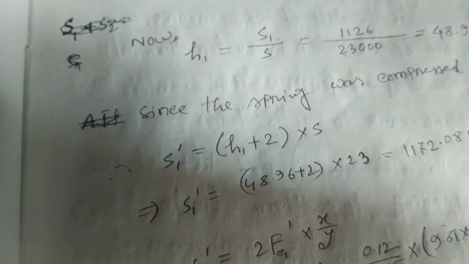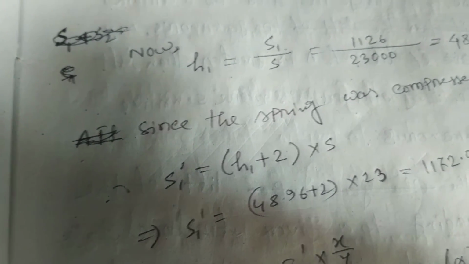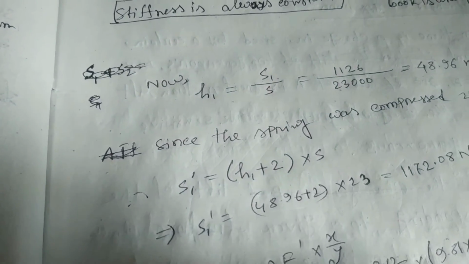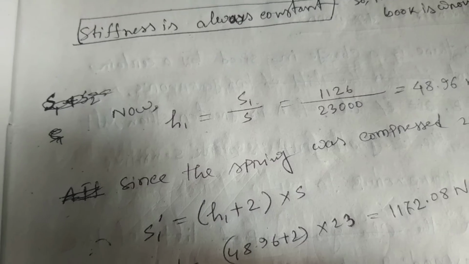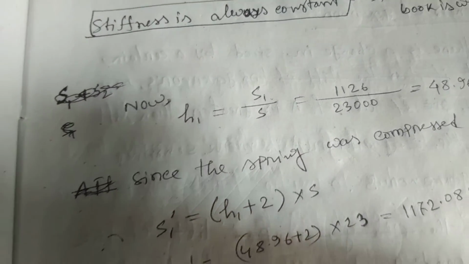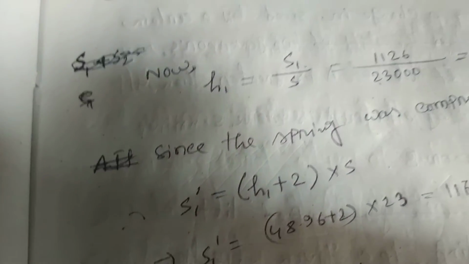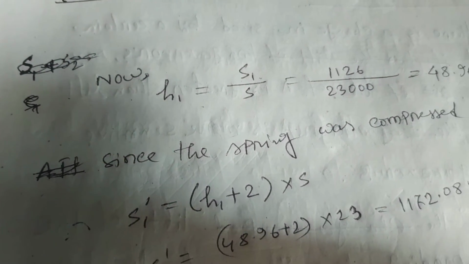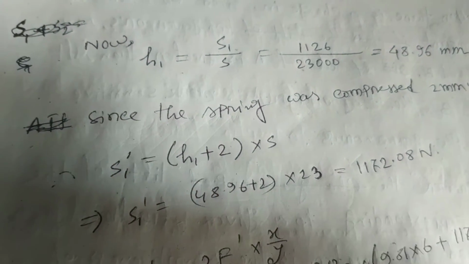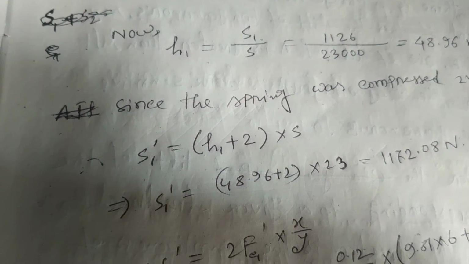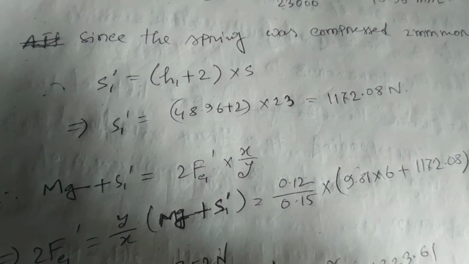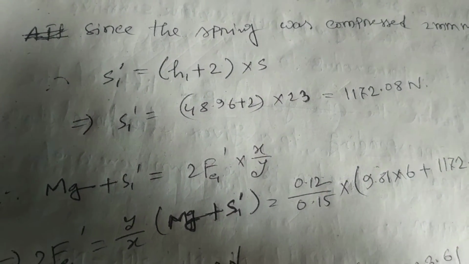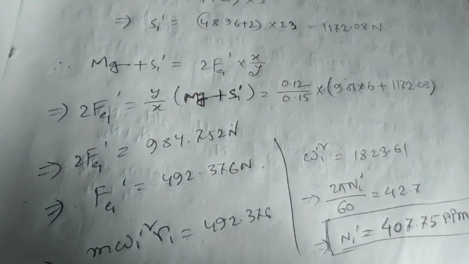Then we have calculated. So now it is said that during an overhaul, the spring was compressed 2 millimeter more than the correct compression. So since it was compressed 2 millimeter more, the H1 will be increased by 2 millimeter. First I determined H1 by using S, and then I added this 2 millimeter extra compression to H1, and I determined the new S1 dash, that is the force of the spring due to 2 millimeter extra compression. And after that I just reversed the process.